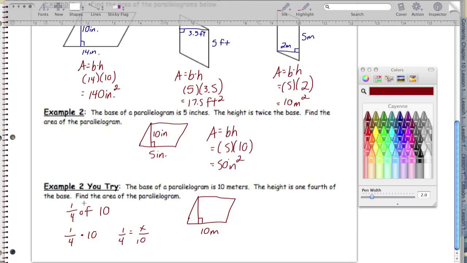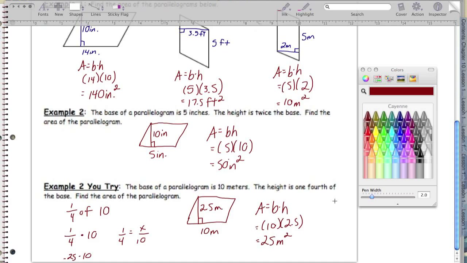No matter what you do, you're going to end up getting 2.5, because you would do 0.25, which is 1/4, times 10, and you're going to get 2.5. So this distance here is 2.5 meters. When I go to find my area, base times height, the base is 10, my height is 2.5, so 25 meters squared.